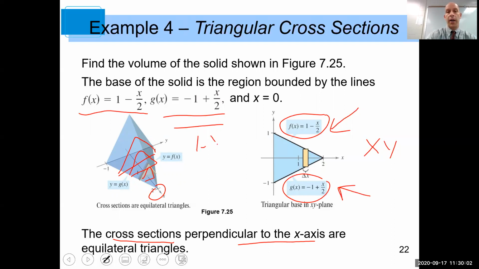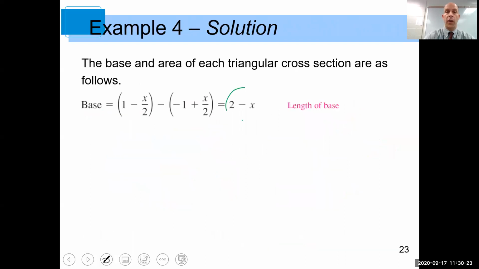That's going to be 1 minus x over 2 minus the quantity negative 1 plus x over 2. And don't forget, minus a negative is plus a positive. So that's going to be 1 plus 1, and then negative x over 2 plus another negative x over 2. Hopefully you can see that that's going to be 2 minus x. So I did top minus bottom.